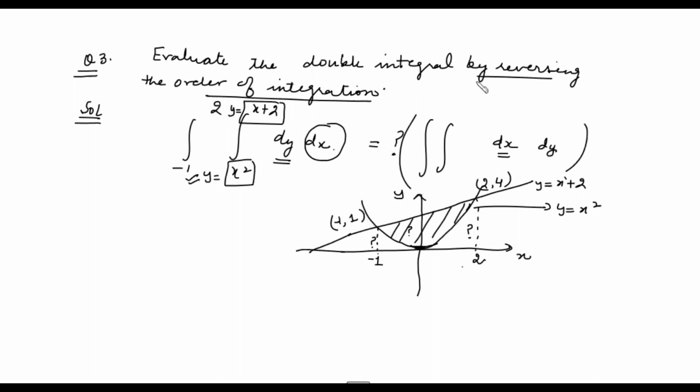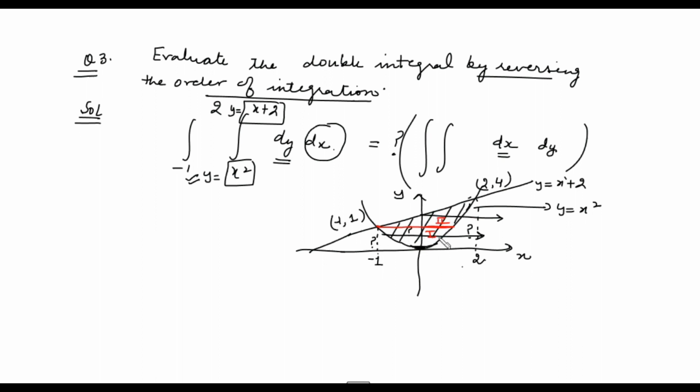Now we have to evaluate this double integral by reversing the order of integration. So we have to take a parallel line to x-axis first. When you take a parallel line to x-axis, the limits are not fixed. In one region it varies from this to this surface, in another region it varies from here to here. So again it splits into two regions, region 1 and region 2. We have to write down the limits for both.